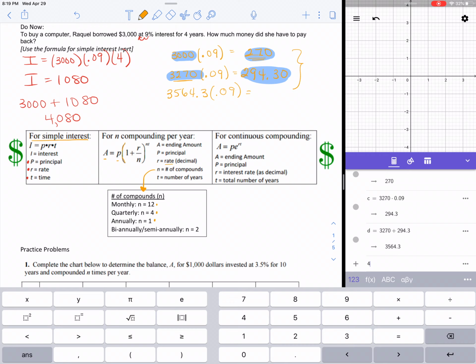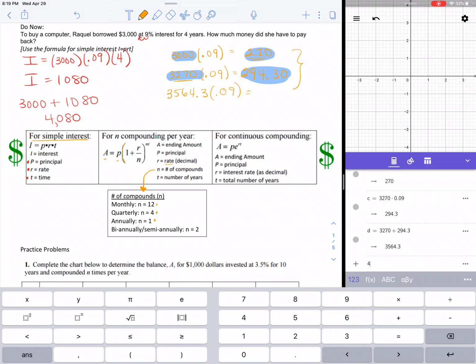Then there's continuous compounding, meaning not only every second, every nanosecond, it's continuously compounding the interest, adding it onto the principal, and getting interest on the interest too. So when it says compounded continuously, we're going to use this formula here. A equals PERT. Some people call it the PERT formula. So you're going to see all this again in Algebra 2 next year for those of you taking Algebra 2.